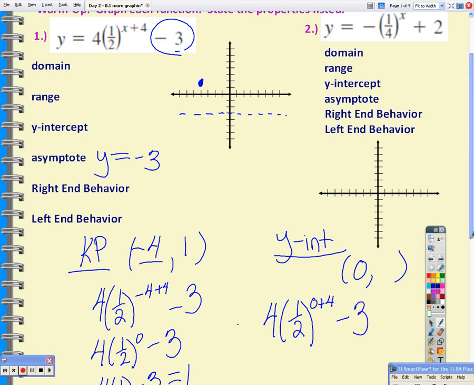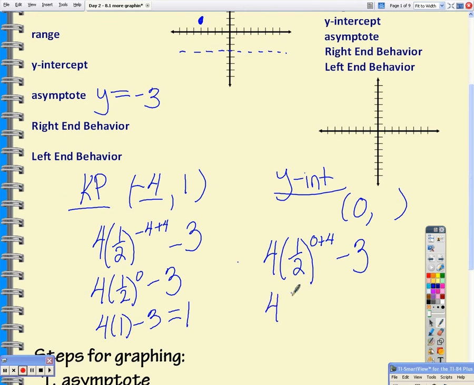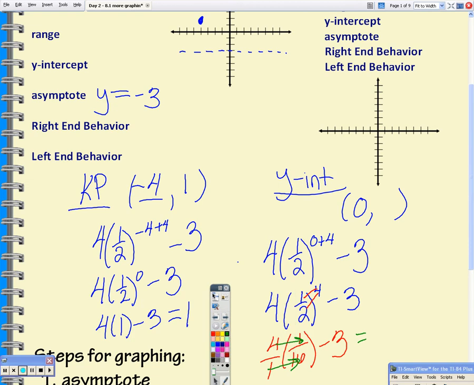And simplify. When you have a fraction to a power, that power goes to both numbers. So we have 4 times 1/16 minus 3. When we multiply fractions and a coefficient, I'm going to think of it like this: 4 over 1, because I multiply across the top and the bottom. So that's going to give me 4 over 16, which reduces to 1/4.